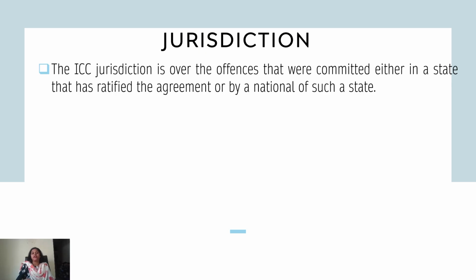So, where a state has not ratified the Rome Statute, or a national of a state that has not ratified, only over these categories will the International Criminal Court have its jurisdiction. Where a state has not ratified the Rome Statute, the ICC will not have a jurisdiction over it. Or where a national has committed an international crime and that national belongs to a state that has not ratified the Rome Statute, even in that case, for that national, the ICC will not have a jurisdiction over it.